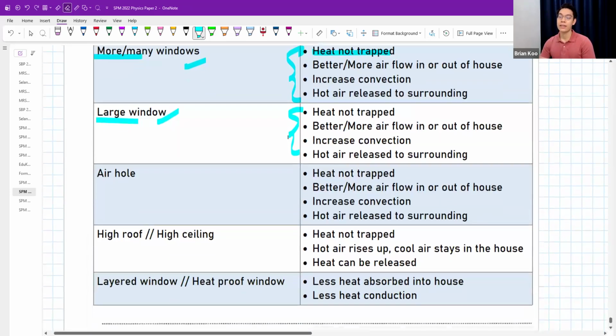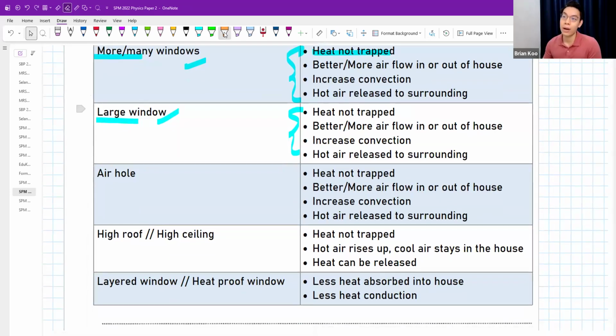And then design of the house wise, I can talk about, maybe I put some air holes on top of the house. So you know your house maybe like this. The air holes we install always at the top here, because hot air will always rise up and then it will escape through the holes. Heat is not trapped. More air flow in and out of the house, better convection, increased air release to the surrounding.